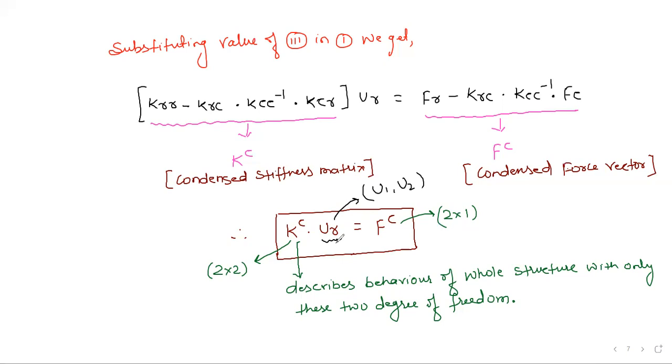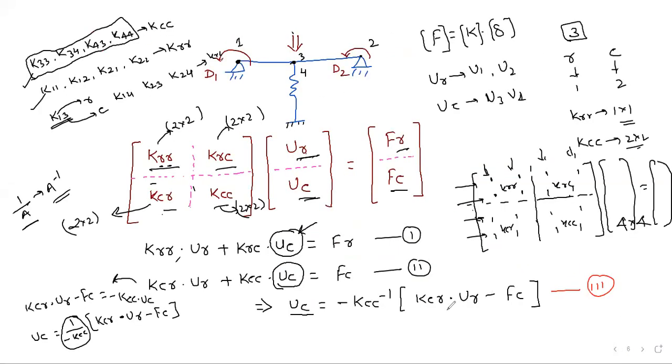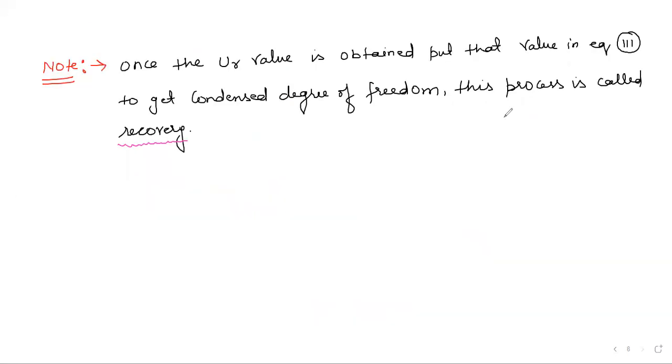Once you get this UR value, if you put this UR value in equation number 3, we will get the UC value. This is your equation. If you put whatever UR value you got here, you are going to get this UC value, which we have already condensed out, right? Still, there is a provision. If you have calculated UR, you can find UC also by using this equation. This process is known as recovery.